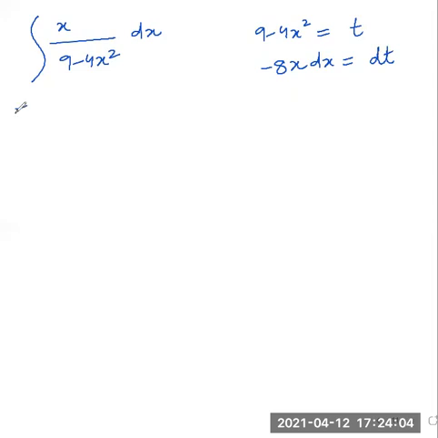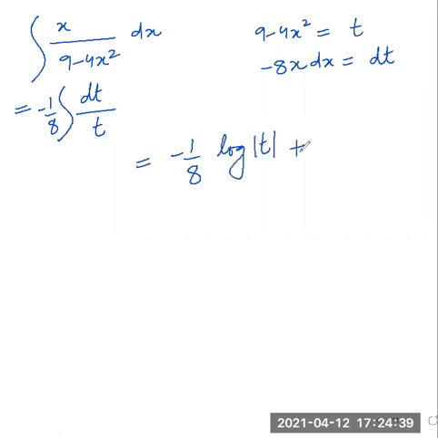Let's write it this way. x dx will be equal to dt by minus 8. So minus 1 by 8 can be taken outside. x dx is equal to dt divided by t. Am I right? So this is equal to minus 1 by 8 log of mod t.